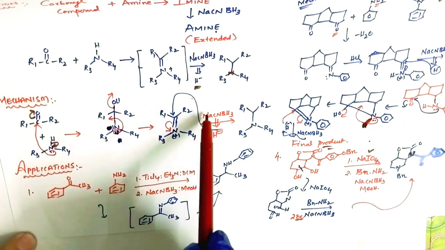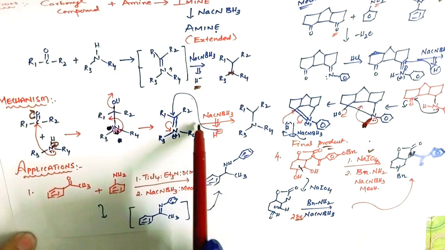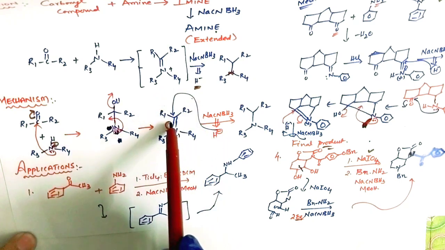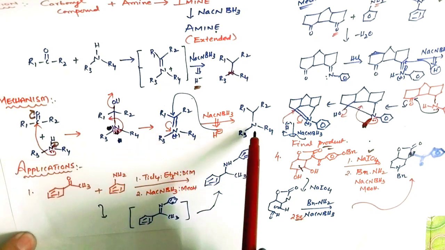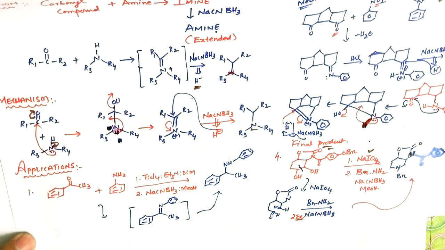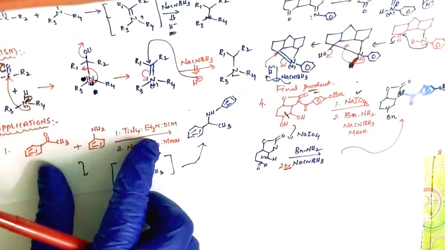This is treated with sodium cyanoborohydride. Sodium cyanoborohydride generates H minus ion. So this H minus ion approaches this carbon, thereby these pi bonding electrons move towards nitrogen. So nitrogen will take the minus charge, the positive and negative charges will be neutralized. So we will come up with the product. Okay, let's see some of the applications of this reaction.